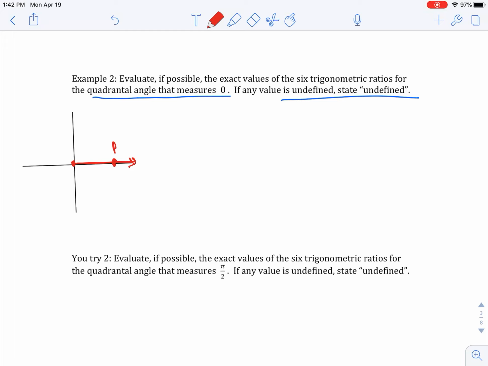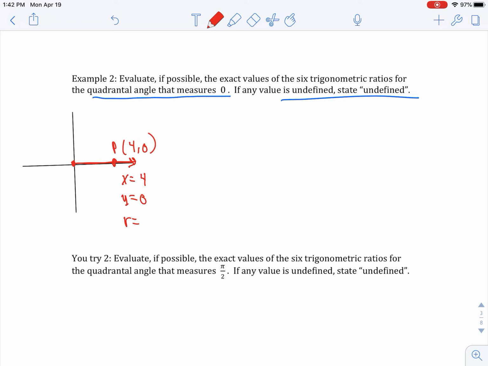It's on the positive x-axis, so I might say, well, let's make it 4, 0. Right? Or you might say, I'm going to make it 2, 0 or 5, 0 or something like that. So let's just go back to the 4, 0 that we had just a moment ago. All right, so that means that our value of x is 4 and our value of y is 0. And now we need the value of r.